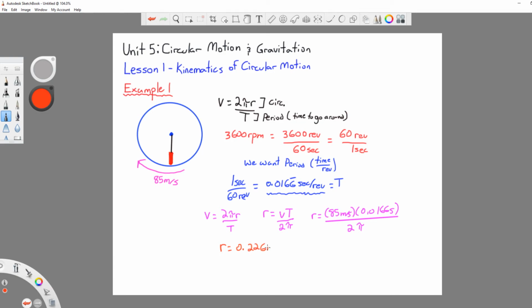0.226 meters. And if we're looking for the diameter, we can say diameter is equal to 0.226 meters times 2, which works out to 0.45 meters. And that, folks, is the answer.